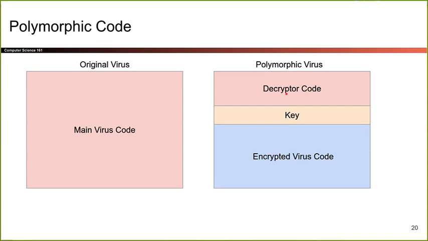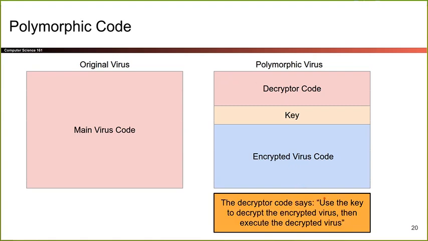So what happens here is if this code were to be executed, this decryptor code would execute first. This is in plain text, so we don't encrypt the decryptor. So we execute this. This uses the key to decrypt the virus code and now execute the virus code. Okay, so the decryptor code says, again, use the key to decrypt the encrypted virus and then execute it.